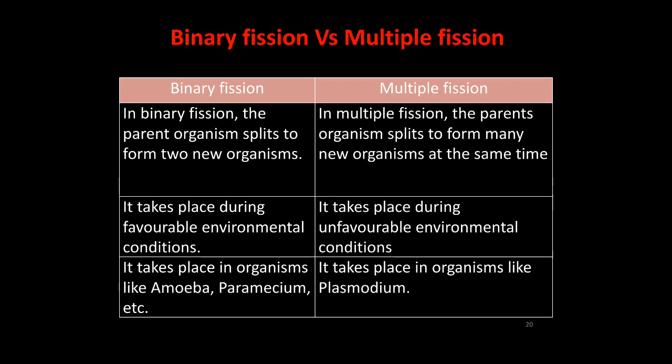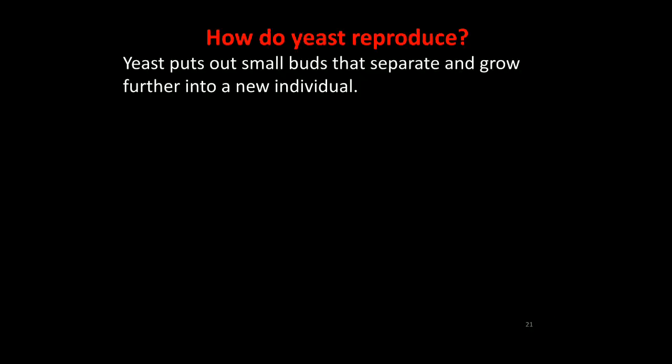Now here let us see the difference between binary and multiple. In binary fission, the parent organism splits to form two new organisms. In multiple fission, the parent organism splits to form many new organisms at the same time. Binary fission takes place in favorable environmental condition, whereas multiple fission happens in unfavorable. Binary fission takes place in organisms like amoeba, paramecium, whereas multiple fission takes place in organisms like plasmodium. Next one, how do yeast reproduce?